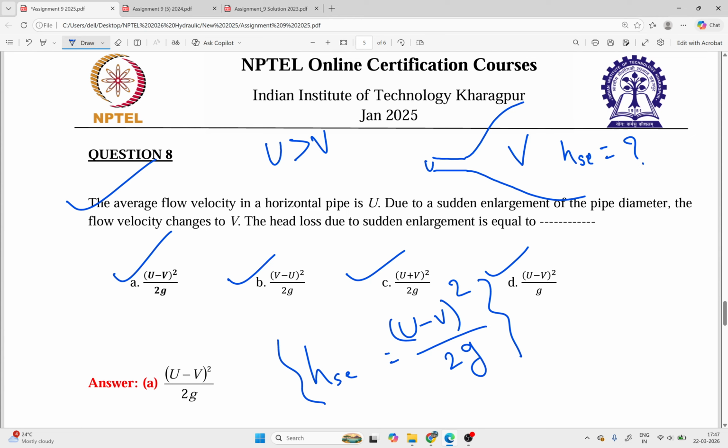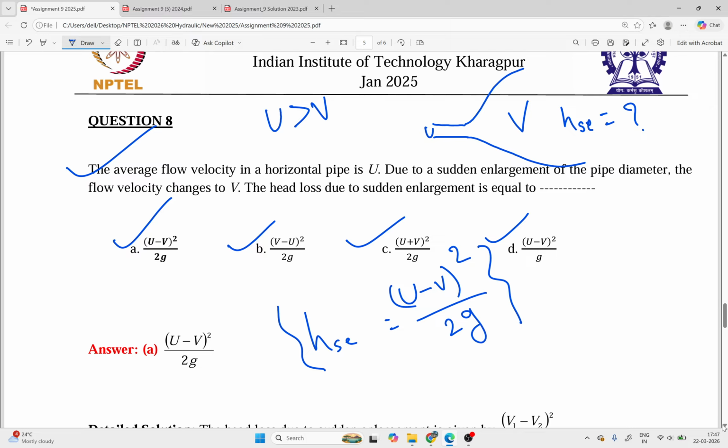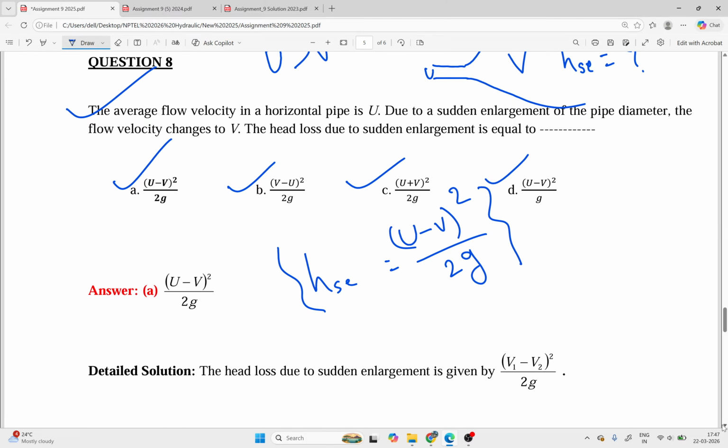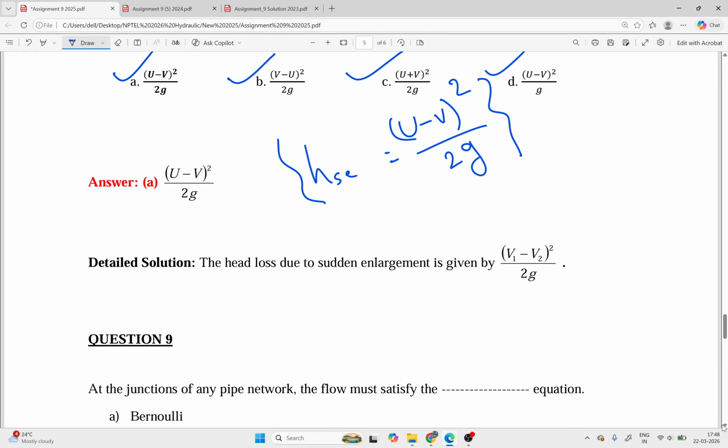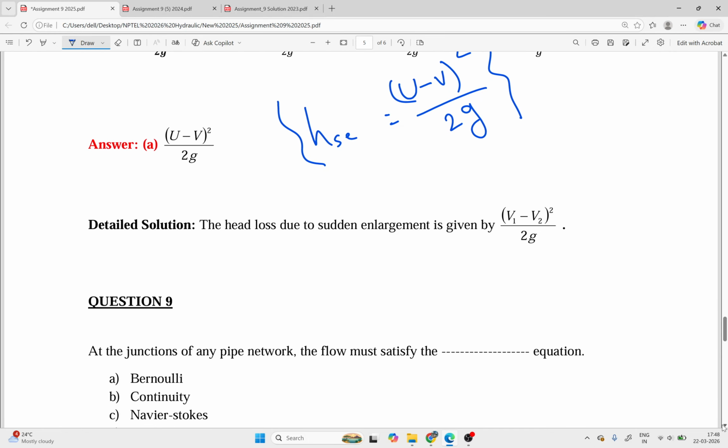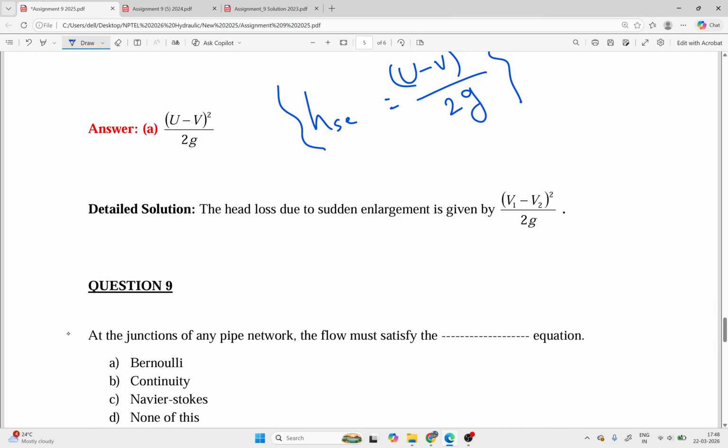Okay, so now let us move on to the next one. Question number 9. At the junction of any pipe network, the flow must satisfy the Bernoulli equation, continuity equation, Navier-Stokes equation, or none of these. So which option will be correct for question number 9?